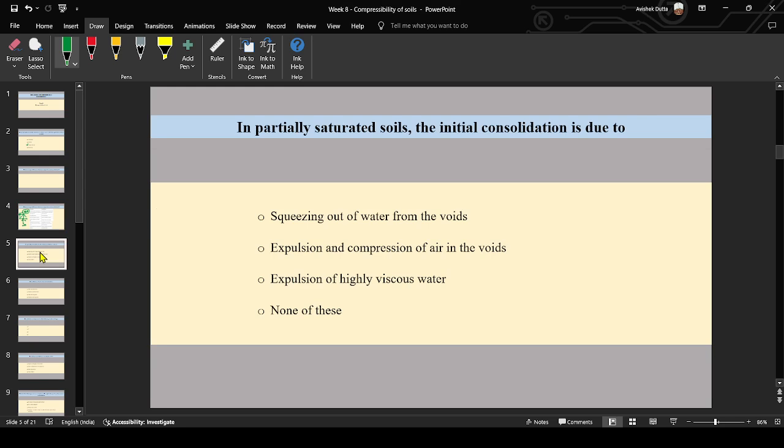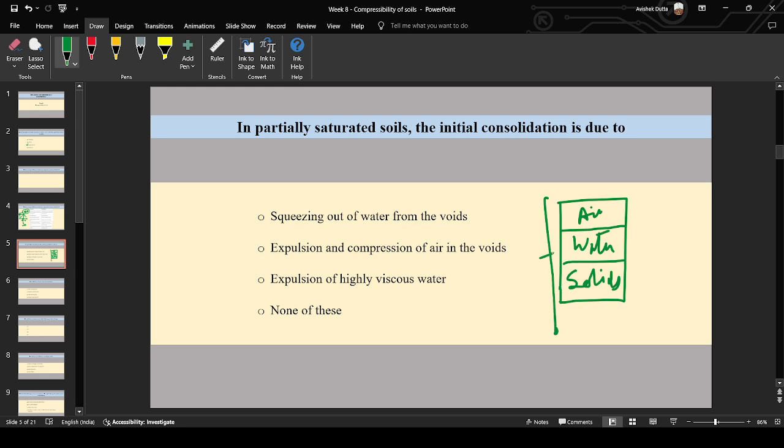In partially saturated soils, the initial consolidation is due to... Okay, so in the case of partially saturated soil, if you remember this three-phase diagram, this will solve most of the problems. This three-phase diagram, this is air, this is water, this is soil solids. I'll just write solids over here. So this is a typical case of the partially saturated soil.